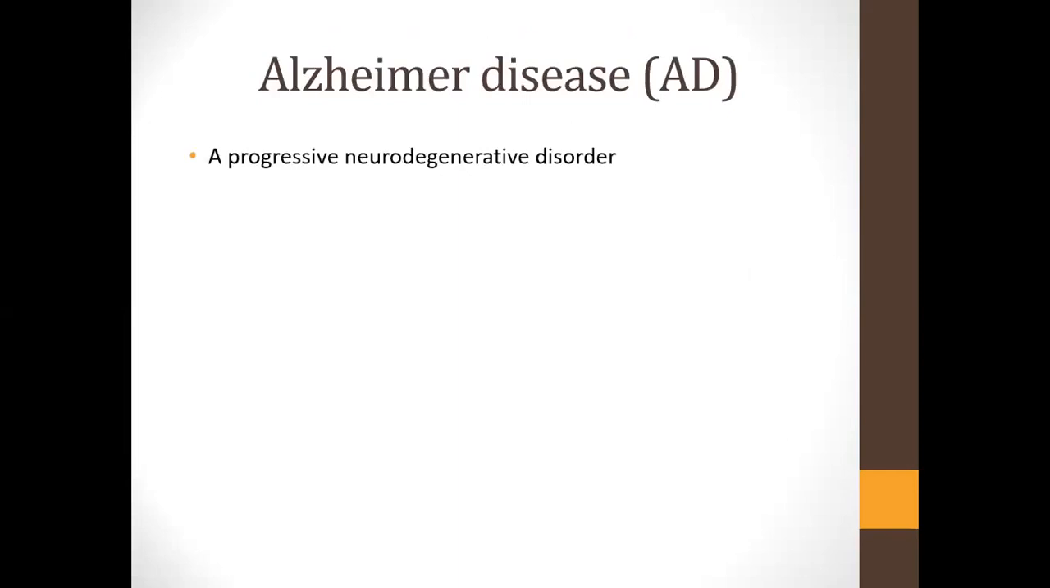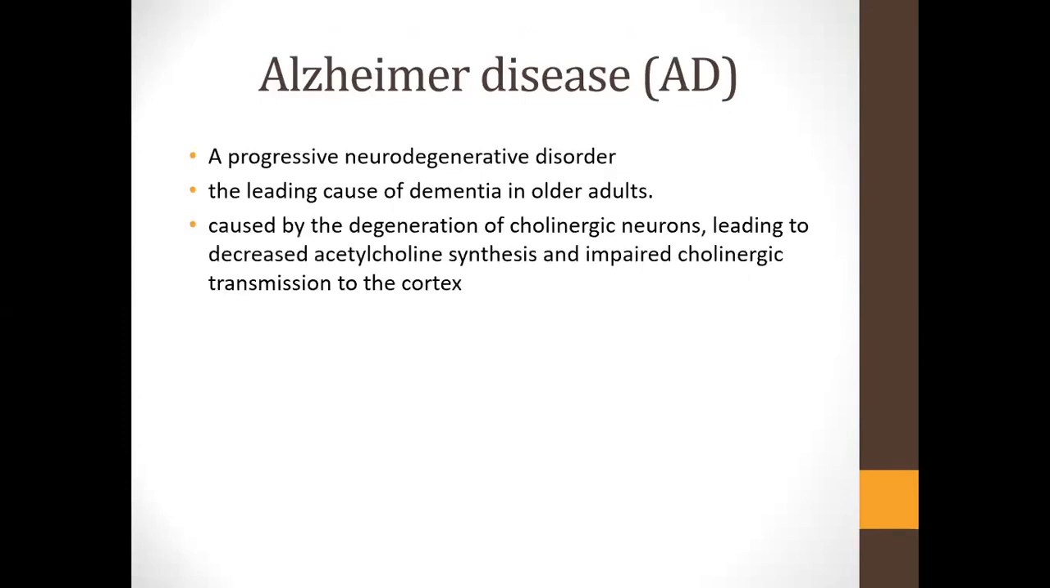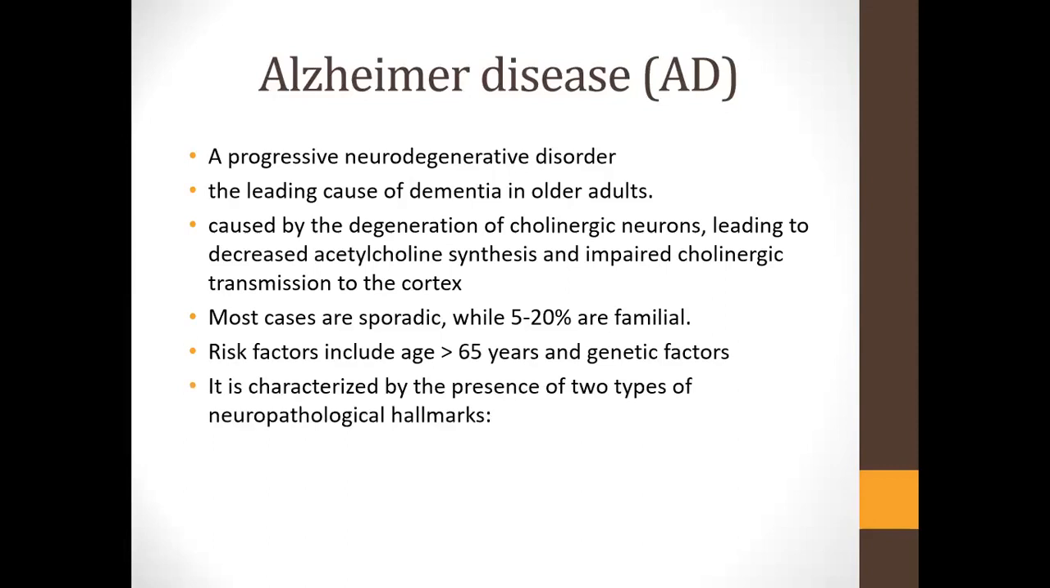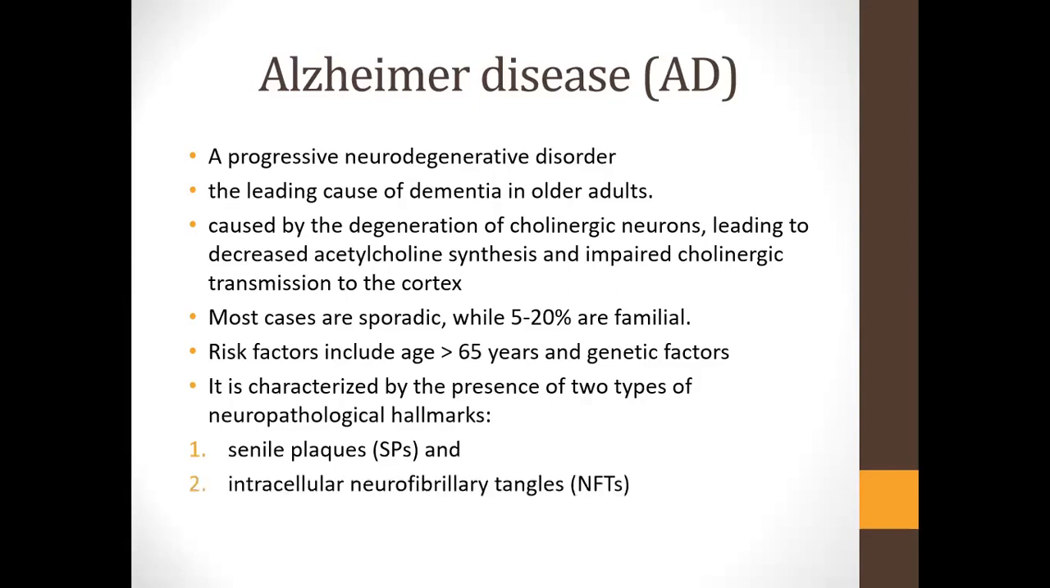What is Alzheimer's? It is a progressive neurodegenerative disorder and a leading cause of dementia in older adults. It is caused by degeneration of cholinergic neurons, leading to decreased acetylcholine synthesis and impaired cholinergic transmission to the cortex. Most cases are sporadic, while 5 to 20% are familial, and risk factors include age of more than 65 years and genetic factors. The most important thing to note is that it is characterized by two types of neuropathological hallmarks: the senile plaques and intracellular neurofibrillary tangles.